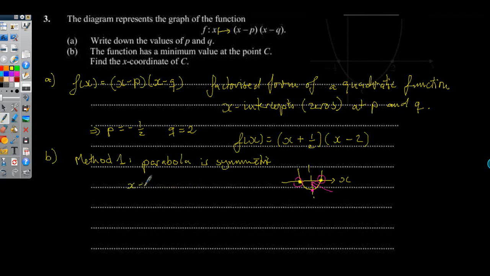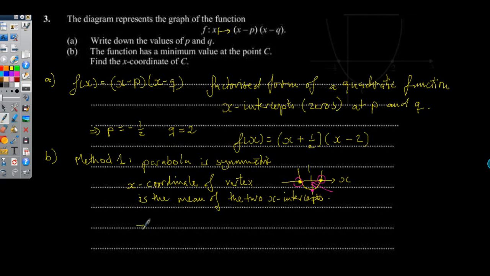Okay, let's write this down. Not x-intercept, x-coordinate. The x-coordinate of the vertex is the mean of the two x-intercepts. Okay. Do write this kind of sentence down. It's part of your method.